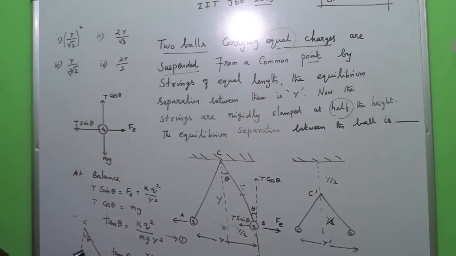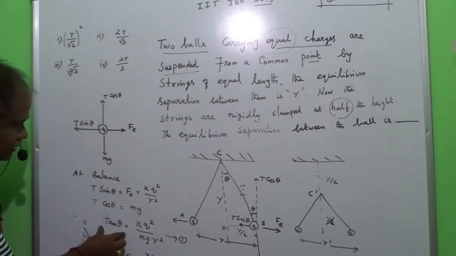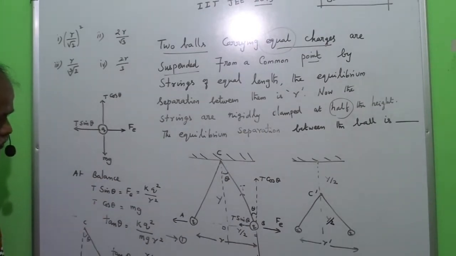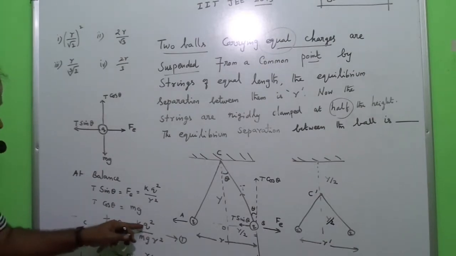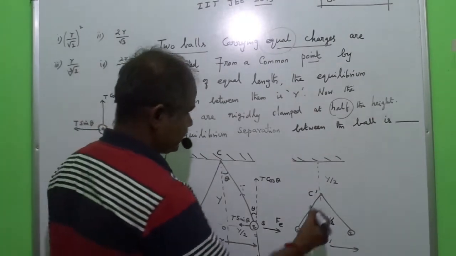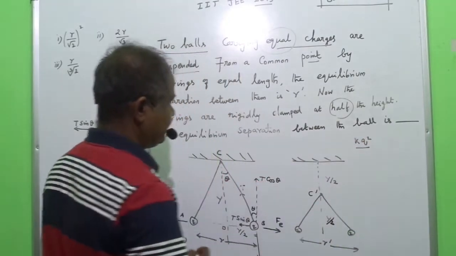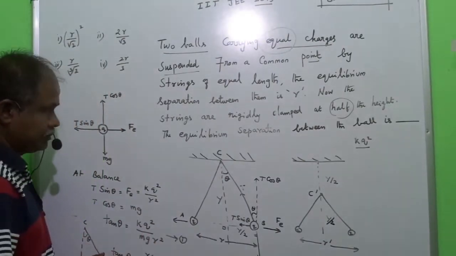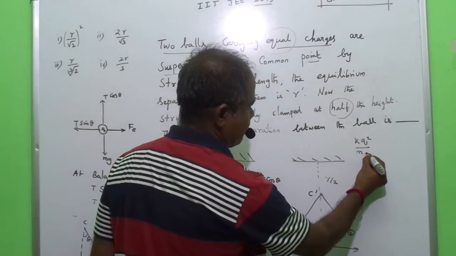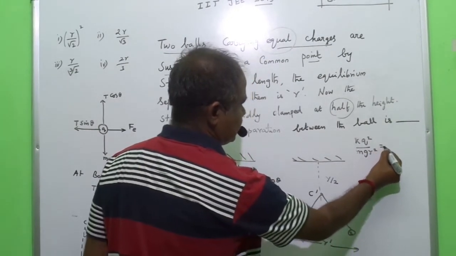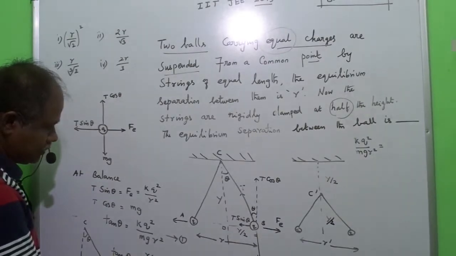The first equation, by balancing all the four components, you can get it. The second equation, by taking this particular triangle, you can get it. This is tan theta, this also tan theta. Then equating these two. How do we equate these two? That is K Q square whole thing divided by mg r square is equal to what? That is r divided by 2y.